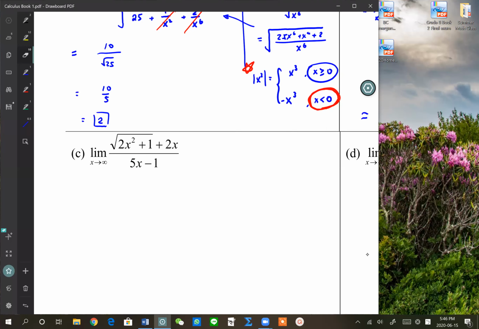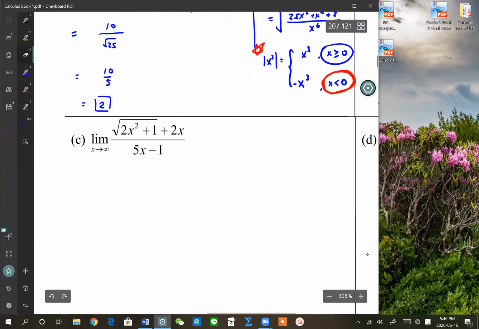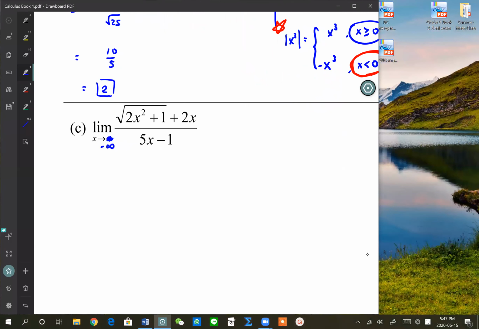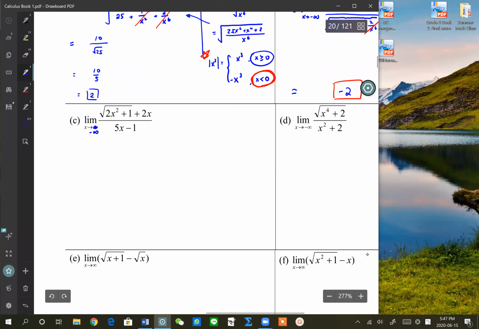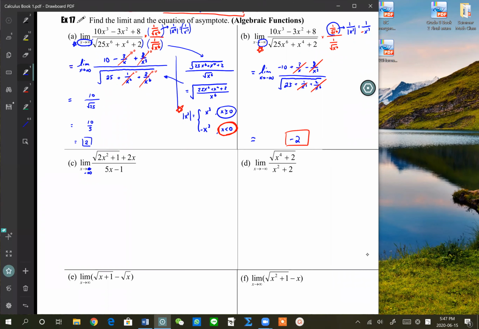Okay, so I would like you to try question C by me modifying. I want to modify the question. So please change this into negative infinity. Okay, so I'll let you try it out. And if you finish, you can raise your hand. Okay, this one you need to think about which parts needs to change sign, which part doesn't need to change sign.